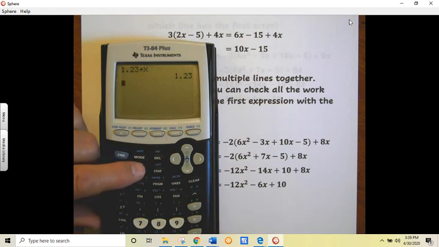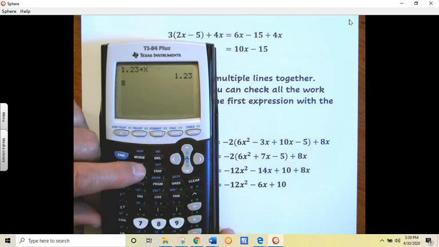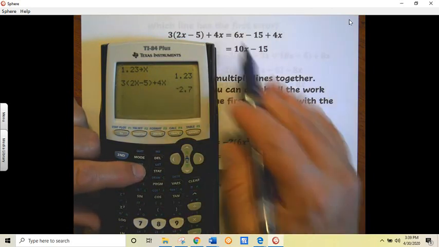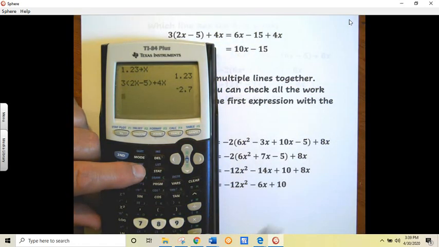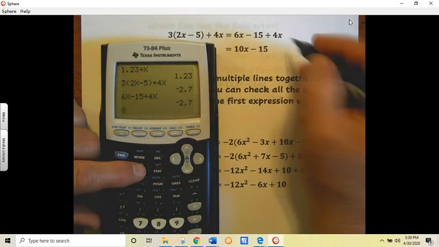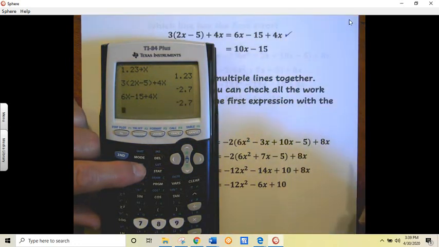So the left-hand side of the original here is 3 times 2x minus 5 plus 4x, and numerically, when we use 1.23 for x, we get this strange number, negative 2.7. Well, it's supposed to be equal over here, so now I just type the other one. And you get the same value. So I know that the second step there is done correctly.